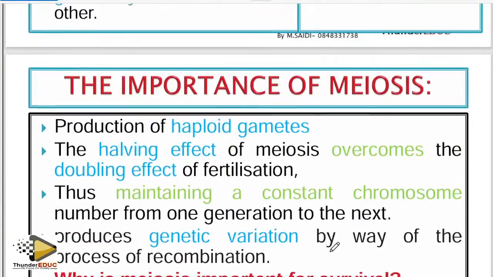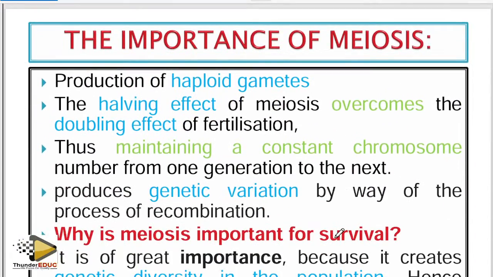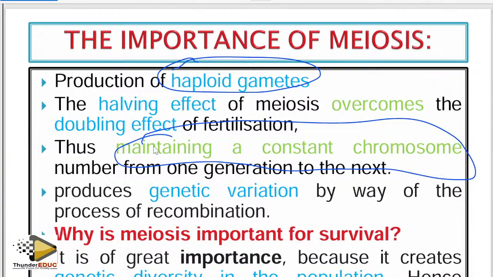So what are some of the importance of meiosis? We saw at the beginning that meiosis results in the formation of haploid gametes. Number 2, meiosis maintains the chromosome number from generation to generation by introducing the halving effect, meiosis 1, the reduction division, which counteracts the doubling effect of fertilization. Lastly, meiosis is very important in bringing about genetic variation. Why is it that you don't resemble your brother or your sister? Yes, it's because of that.